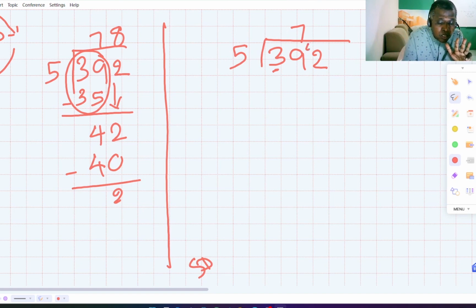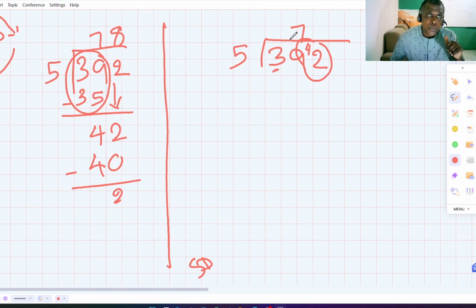4 is coming as the remainder. I am writing this 4 on top of this 9. That means there is something remaining from that, and that's written from here. The next number now becomes 42. Now you want to divide 42 by 5.